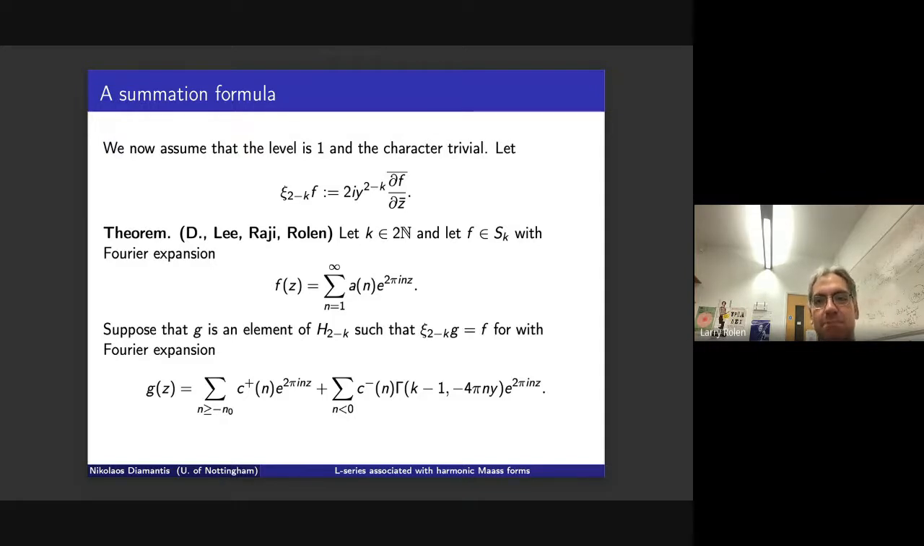So now an application that I wanted to discuss. It is again something which appears in some sense, as far as we know, for the first time in this theory of harmonic mass forms and mock modular functions, something which comes from a more classical analytic number theory technique, a summation formula. So let's see again the context. First of all, we simplify everything. We now assume that the level is 1.